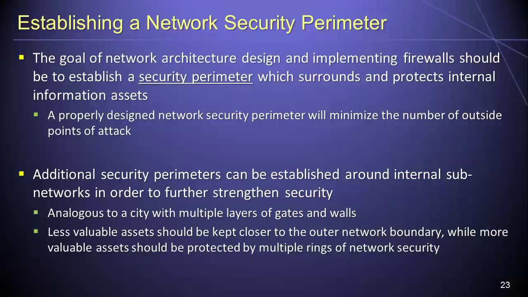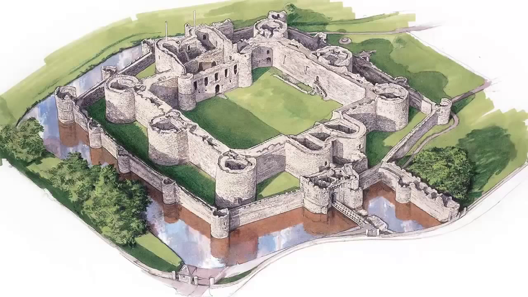The big picture goal of network architecture design and implementing firewalls should be to establish a security perimeter which surrounds and protects internal information assets. This concept is analogous to building a wall around a castle. The wall serves not only as a means of keeping marauders away, but also as a means of keeping valuable assets, such as children and animals, from leaving the castle grounds without permission.